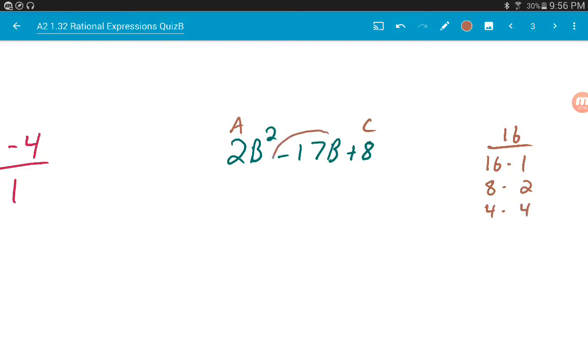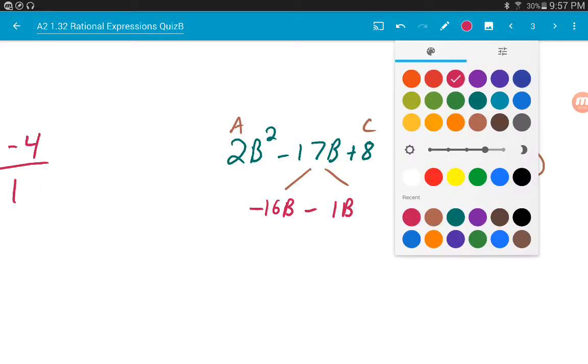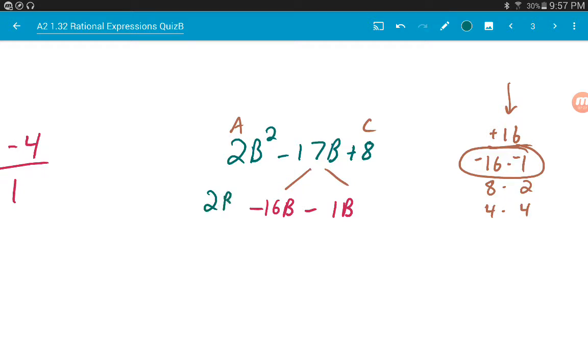Now they need to be able to add to negative 17, so I think I'm going to have to do this. Negative 16, negative 1. The negative and negative will multiply to get me still a positive 16, but they'll add up to a negative 17. So split the middle term into negative 16b minus 1b. Bring down the other two terms. And now that I have 4 terms, I can factor this by grouping.